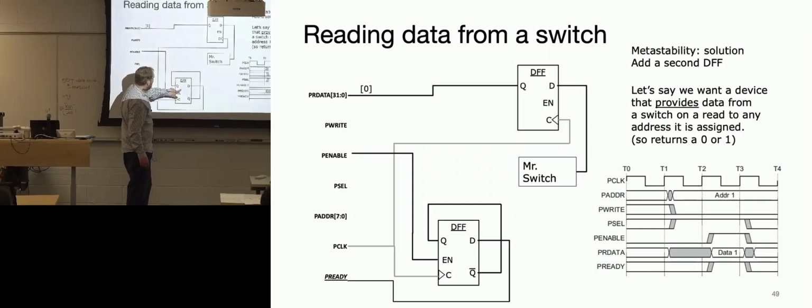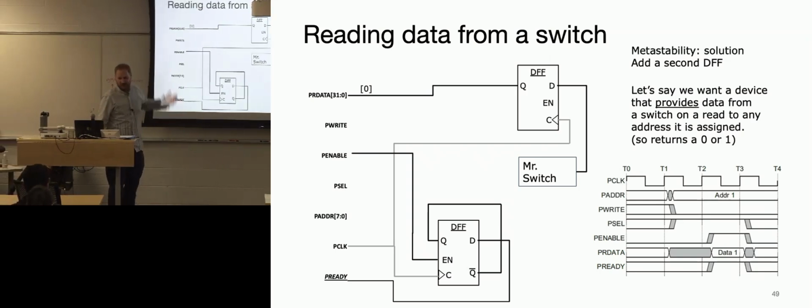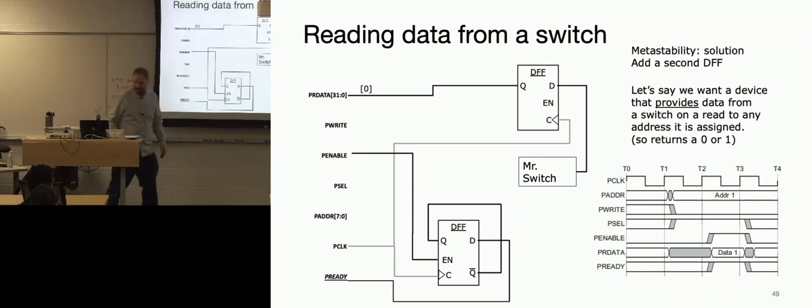Essentially, when this is enabled, it will delay by one clock cycle by feeding Q back through, and then it will lower P ready for one cycle and then let it back up. So you'd have to have some delay structure here.